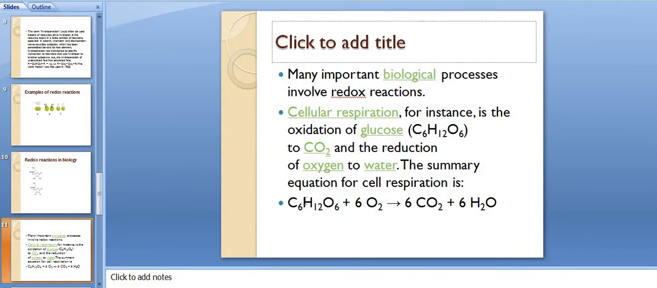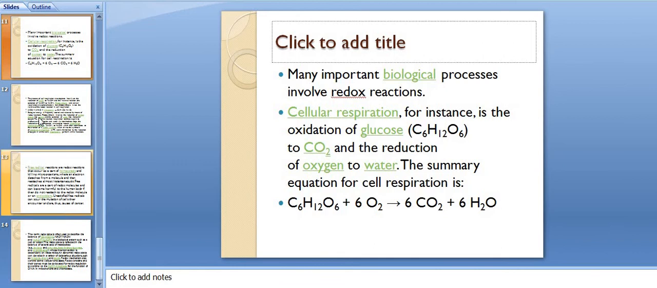This glucose molecule is oxidized and converted into carbon dioxide, and in the reduction process, oxygen is converted into water molecules. This is the overall equation, that is C6H12O6 plus 6O2 gives rise to 6CO2 plus 6H2O.